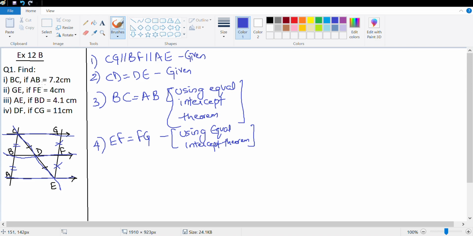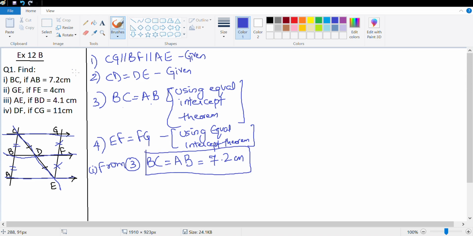Now let's try and find BC if AB is equal to 7.2. So from 3, BC is equal to AB, and this is equal to 7.2 centimeter. So this is my part 1. Perfect. So I have done my first part. Let's look at GE if FE is equal to 4. So let's look at part 2.